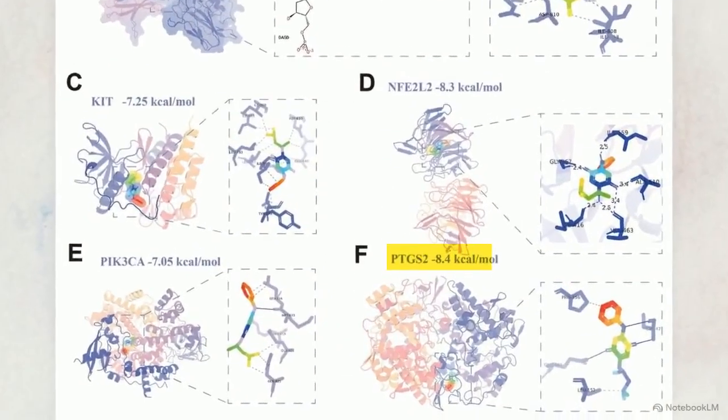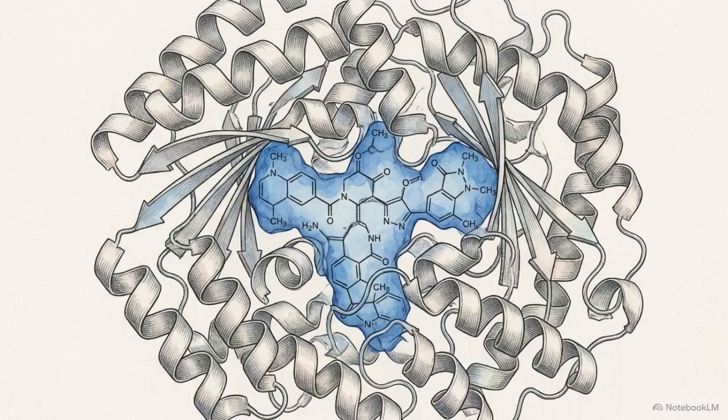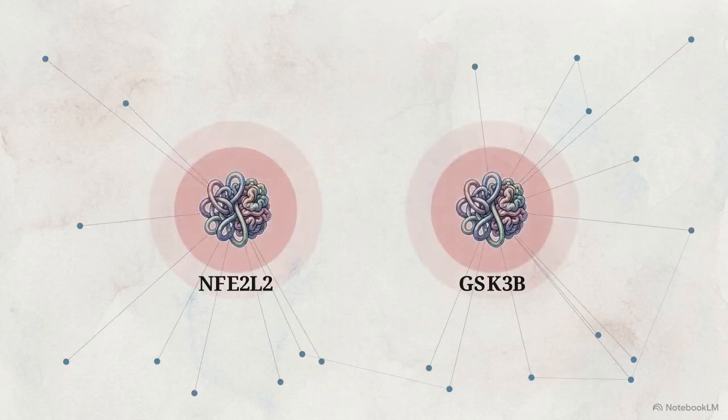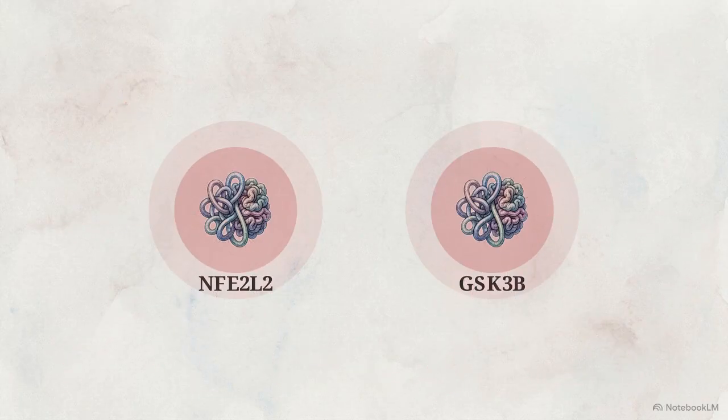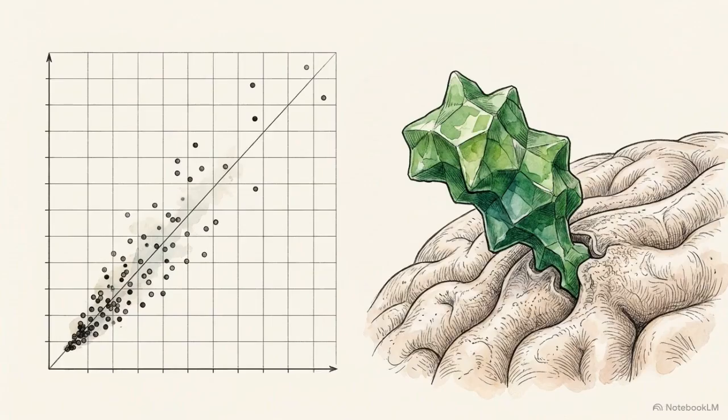PTGS2 shows a binding energy of -8.4 kilocalories per mole, and NFE2L2 returns -8.3. The specific orientation of these chemical bonds suggests that 6PPD-Q physically blocks the normal enzymatic functions of these proteins. Furthermore, NFE2L2 and GSK3B both demonstrate amplified regulatory effects specifically under Alzheimer's conditions, linking their structural vulnerability directly to the disease state. These physical docking models provide the final proof of concept. The abstract statistical association is now a documented biomechanical threat.